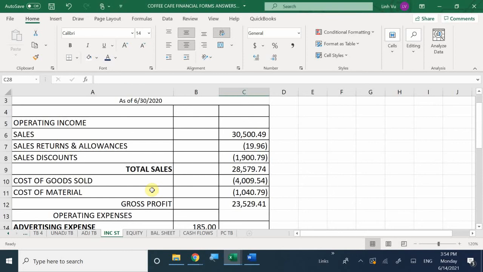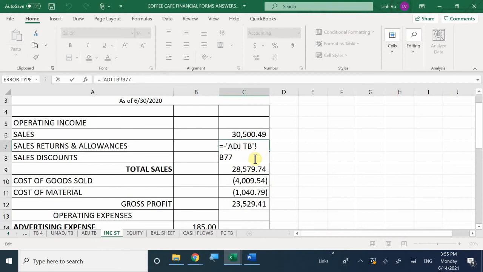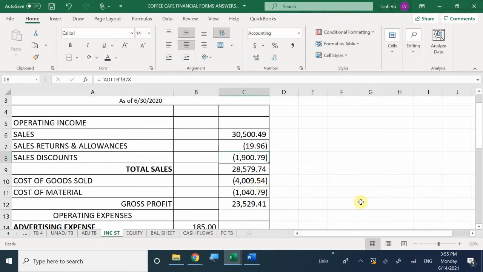So the sales return, how did you get that to be a negative? I just put a negative sign in front of it. Okay. So if you want to see, I just typed in negative, negative 1,900. And then you equal sum the sales returns and sales discounts, correct, to get the total sales.